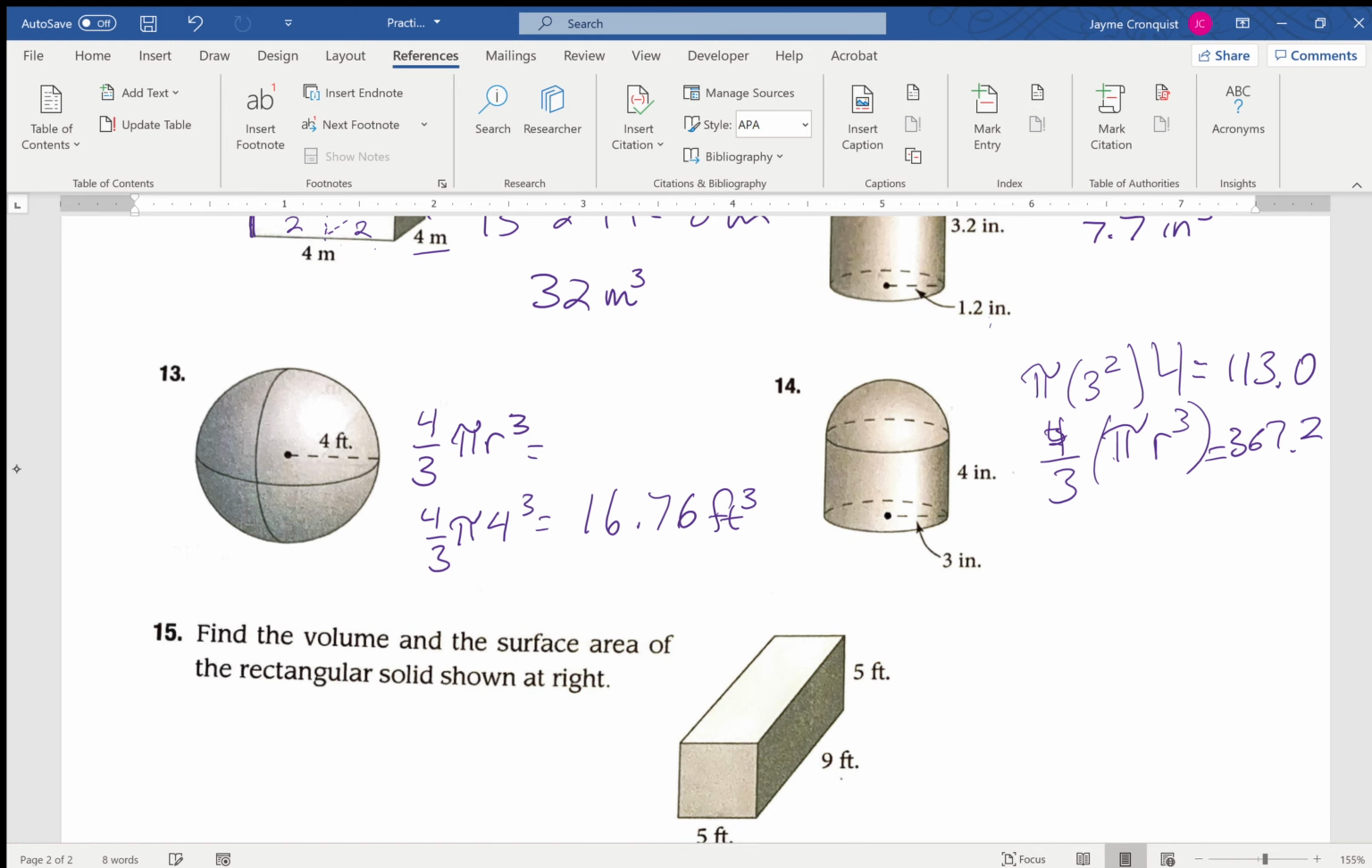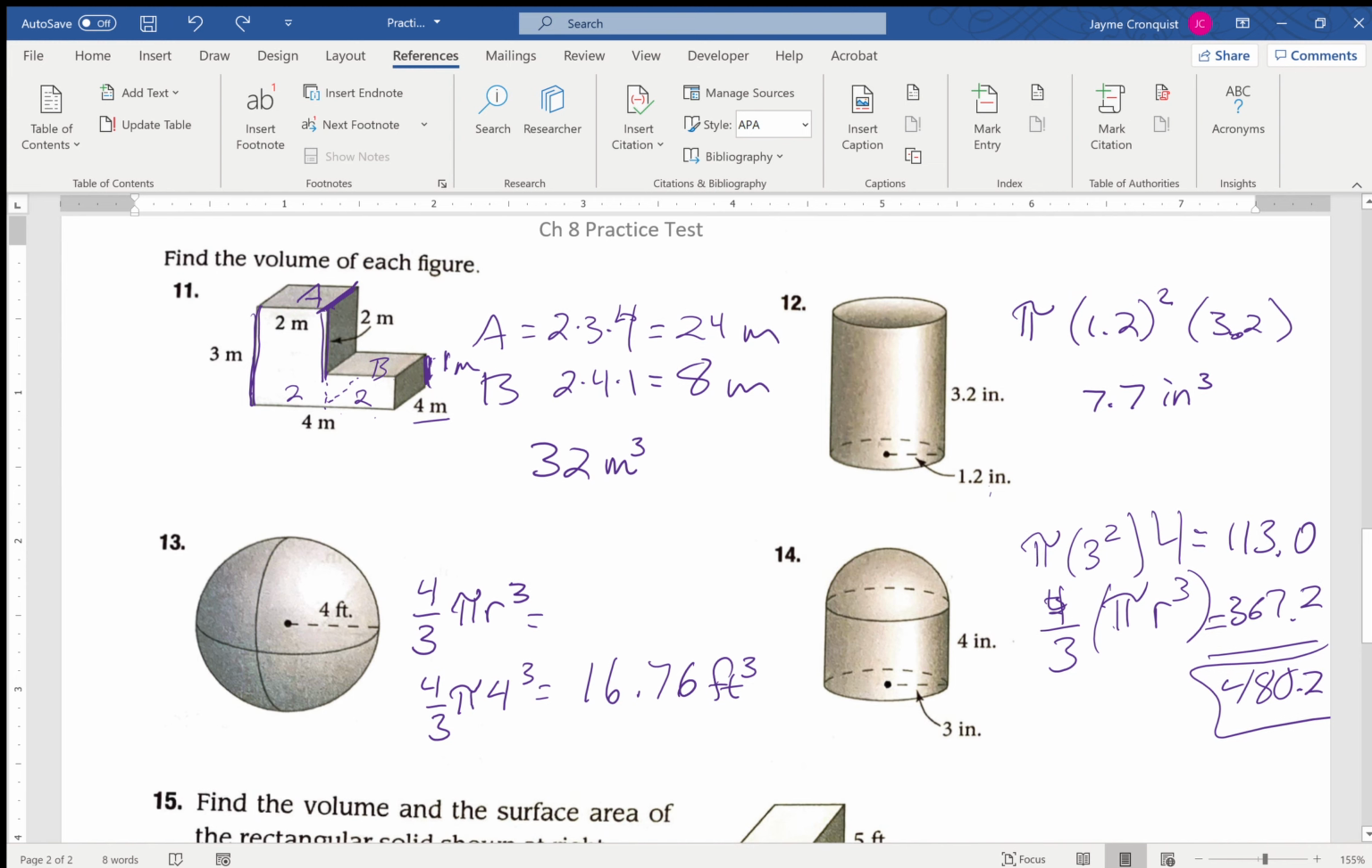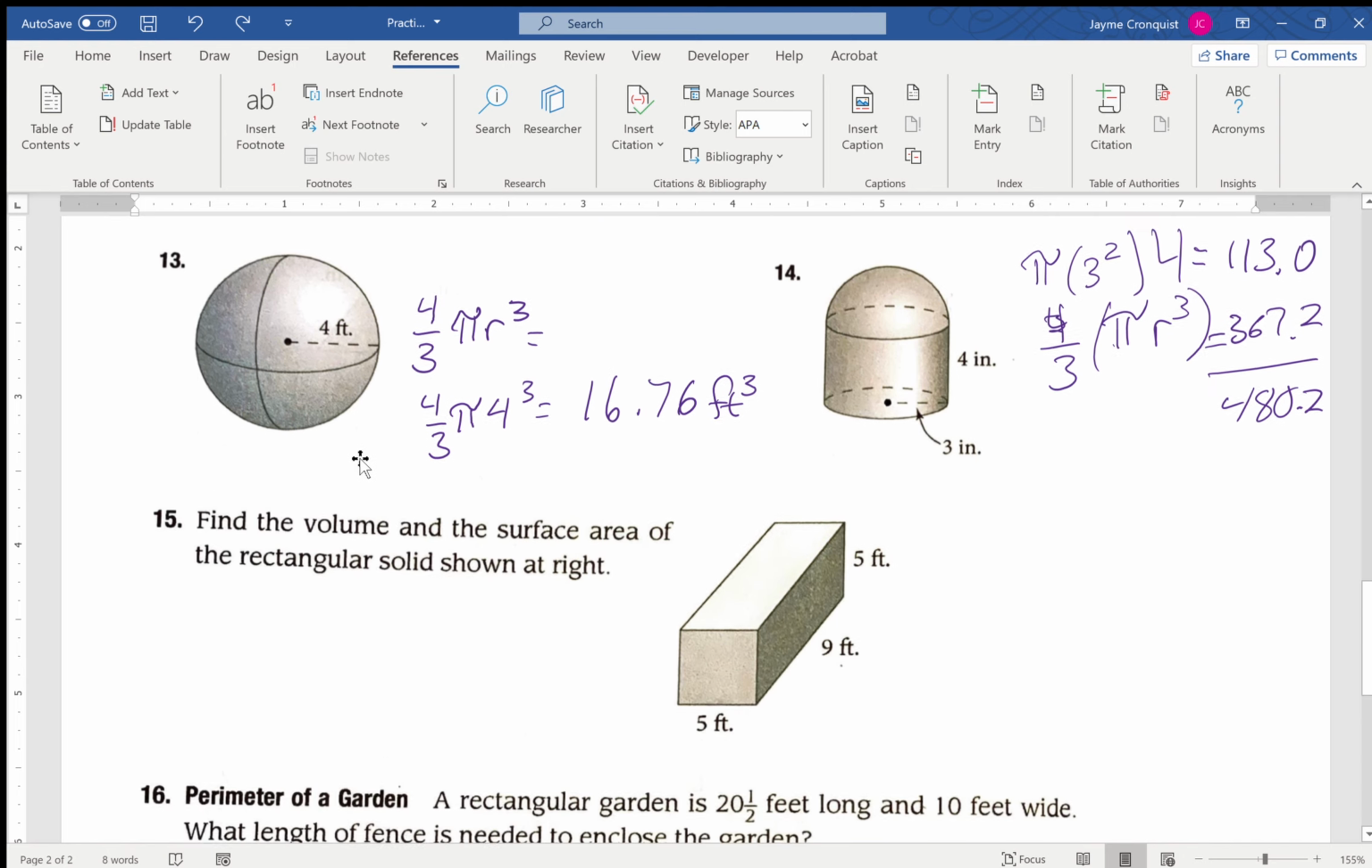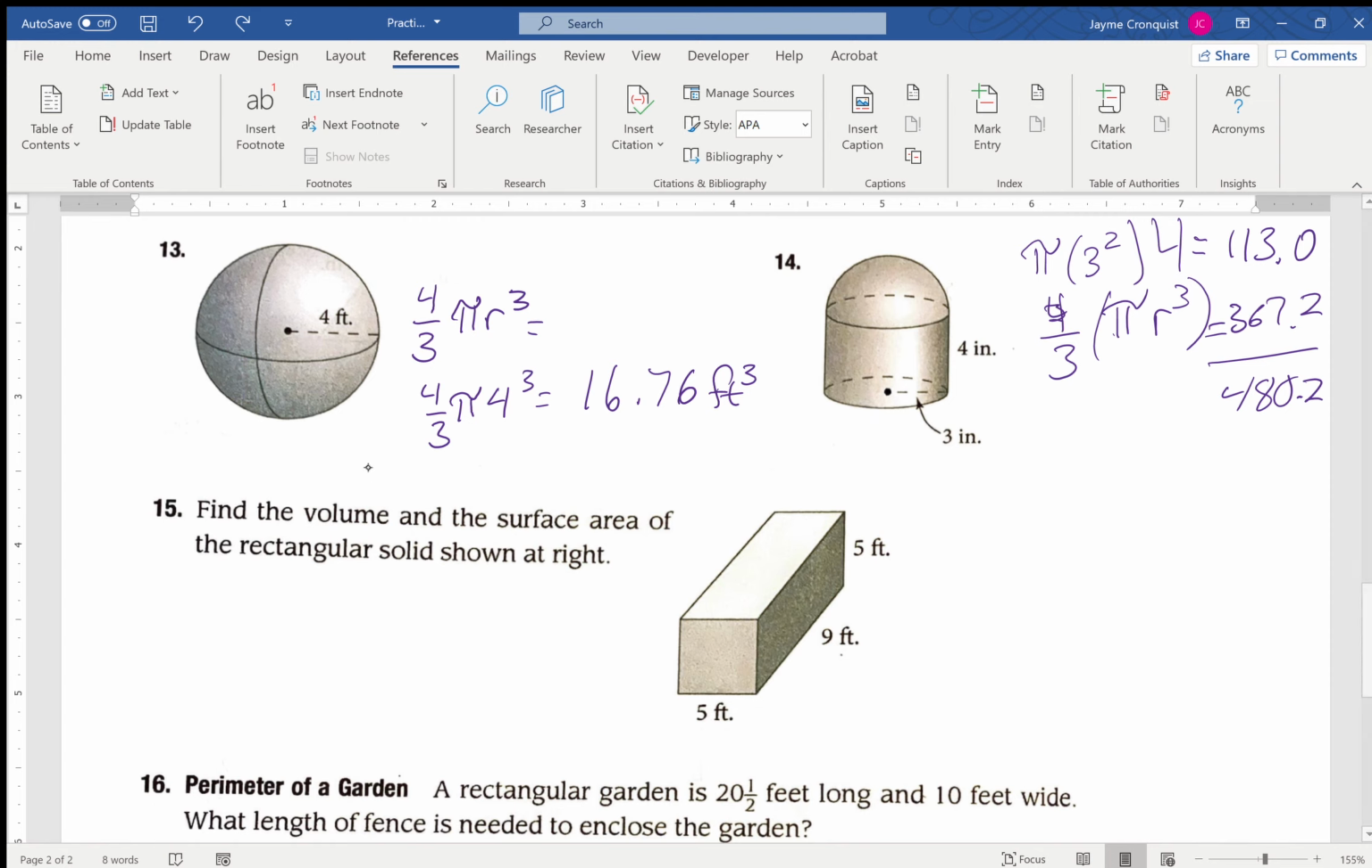We add these two together, so that's 480.2. Oh, wait, we forgot our units. I forgot the units. There we go. Okay, this is going to be cubic inches. Inches cubed. There we go.